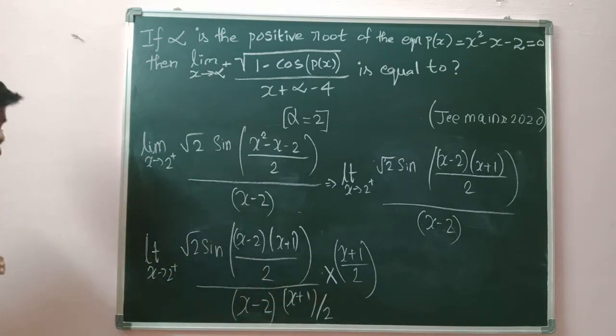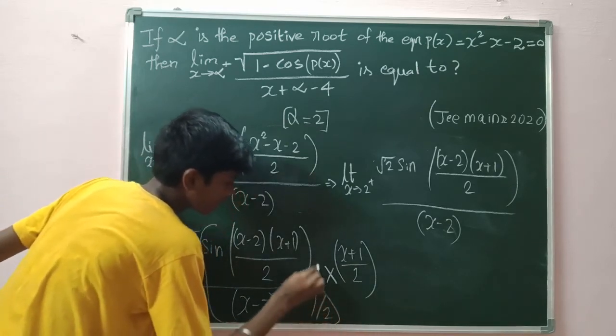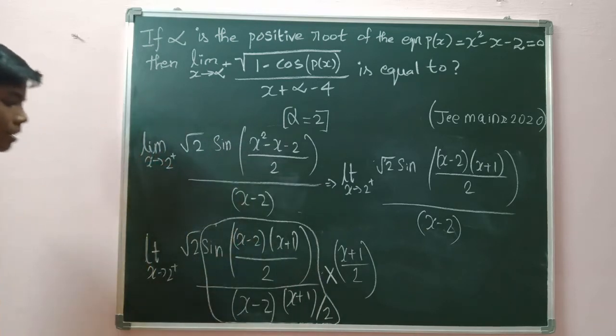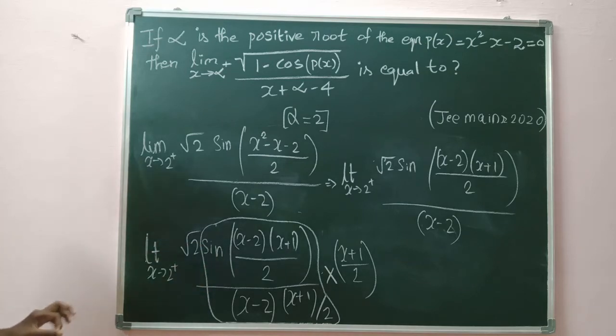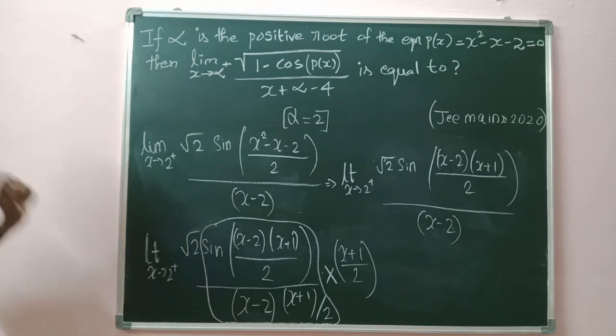Now what is the reason for doing this? Because see the part that is circled: sine of x minus 2 into x plus 1 by 2, divided by x minus 2 into x plus 1 by 2, will be 1 when x tends to 2 plus. Guys, this is one of the standard properties and you are supposed to know it. So this will be nothing but 1.